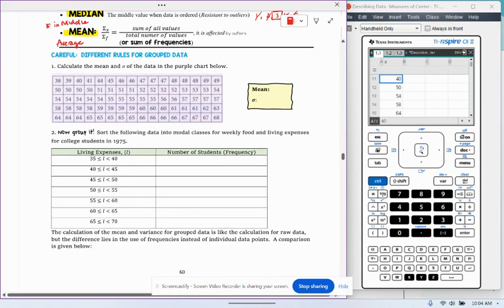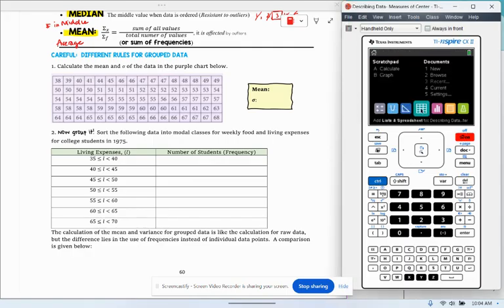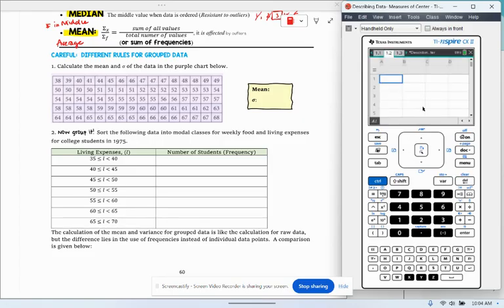Let's look at what mean and standard deviation look like in a data set. So in the purple table right here, I have a whole bunch of data values. I'm going to enter them into an X list. The way that you get to this screen on my calculator is you do home, go to the green lists and spreadsheet icon, and then it should pop up. But I already had it open, so I'm just going to go back to it.